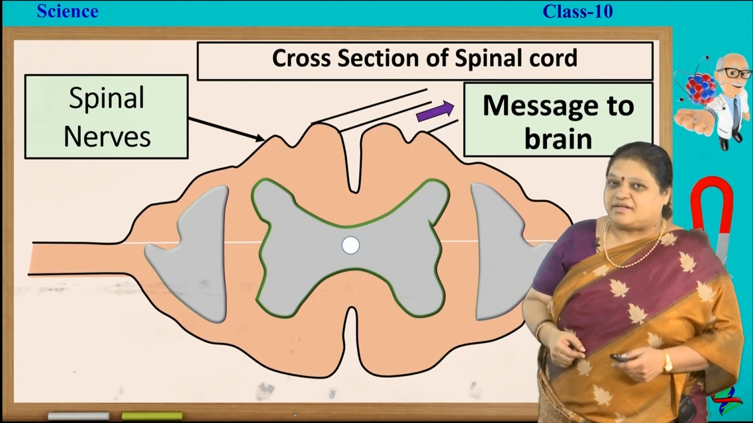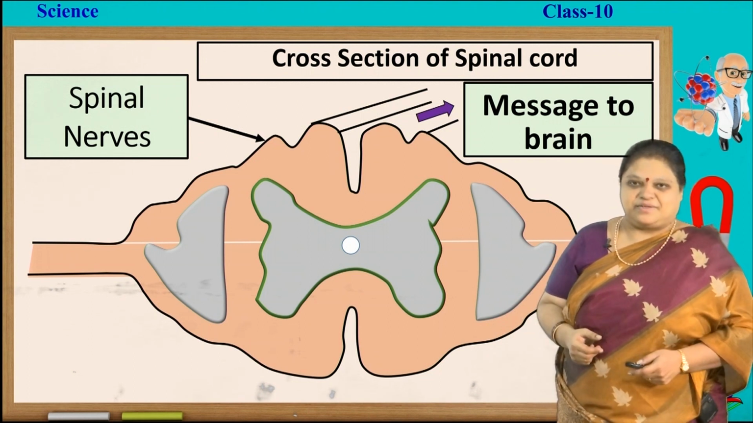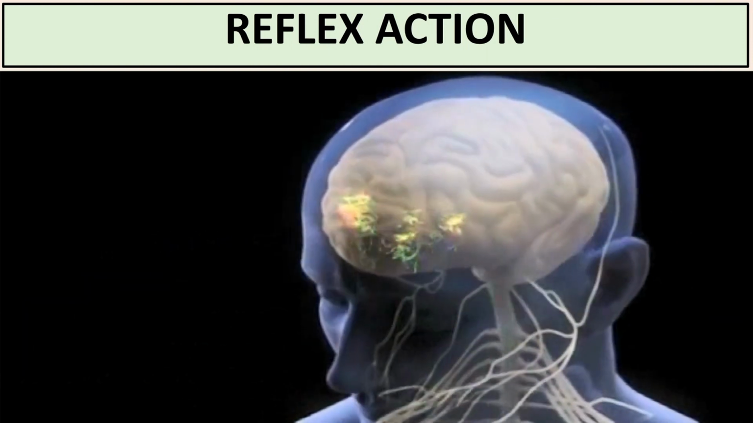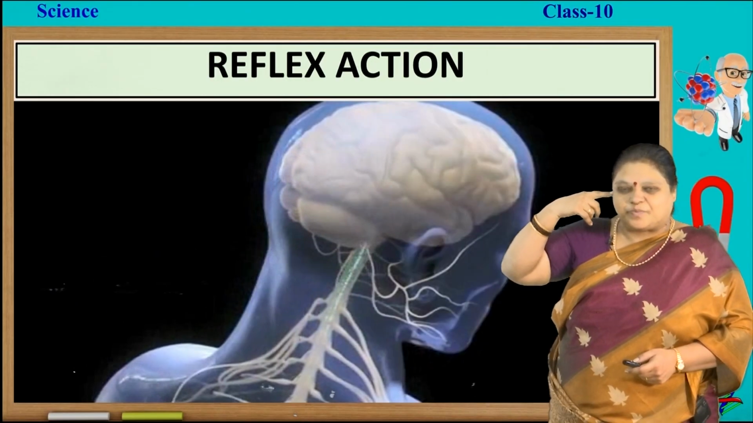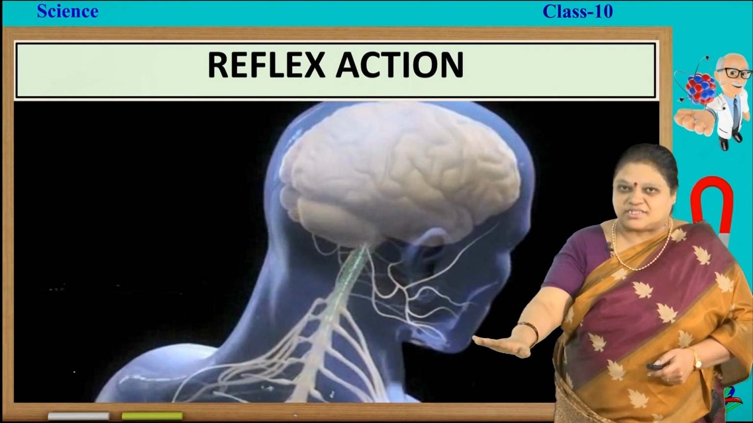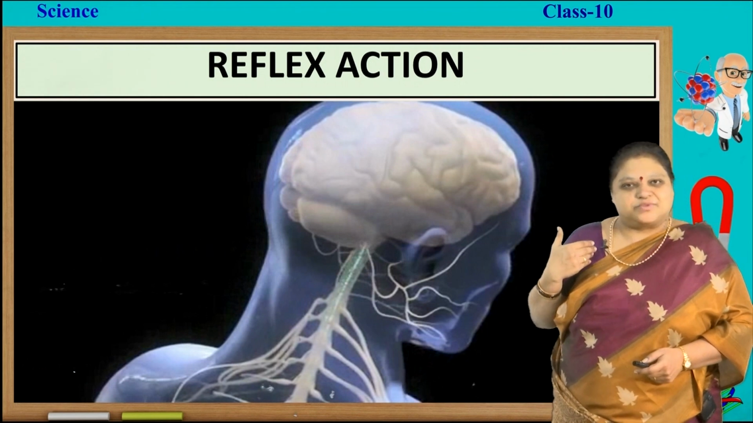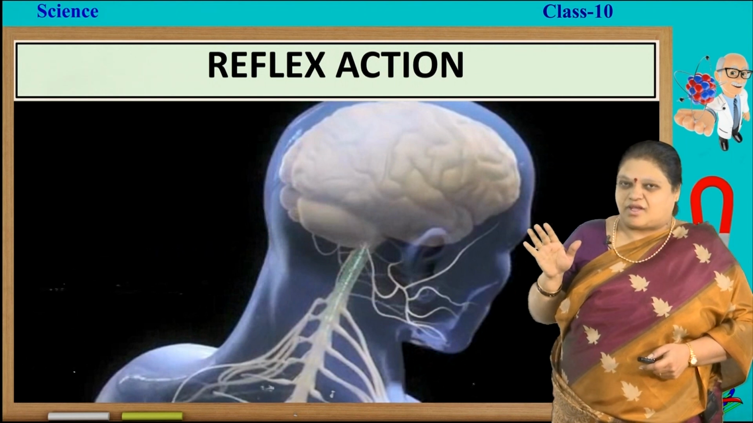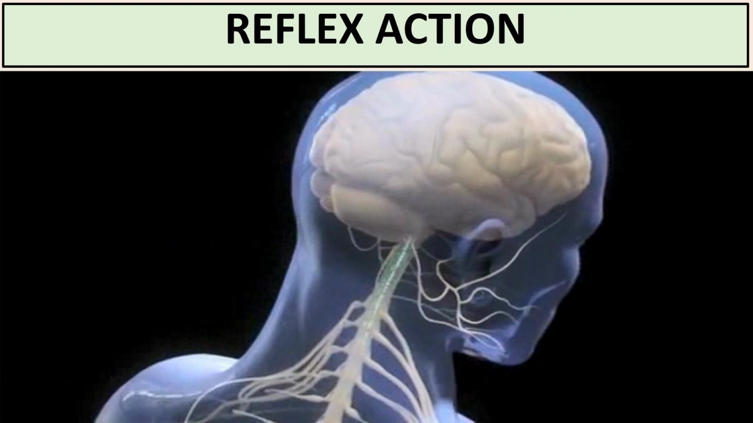How actually the spinal cord will work, how actually the spinal nerves will work, let us see. This is the reflex action. A person is touching a hot object, immediately the message will go to the spinal cord. The spinal cord will immediately send the message to the hand muscles and tell him to take away the hand from the hot object. So, this action which takes place suddenly or automatically without even our knowledge is called reflex action.